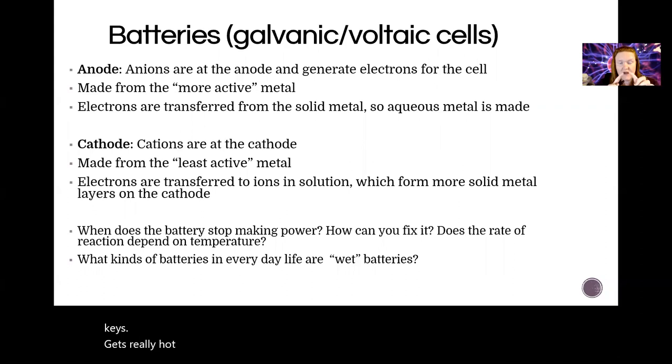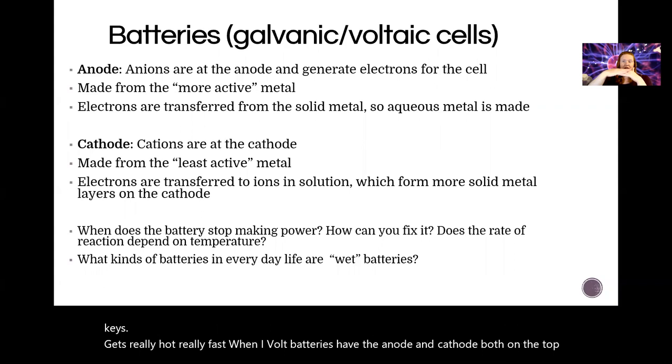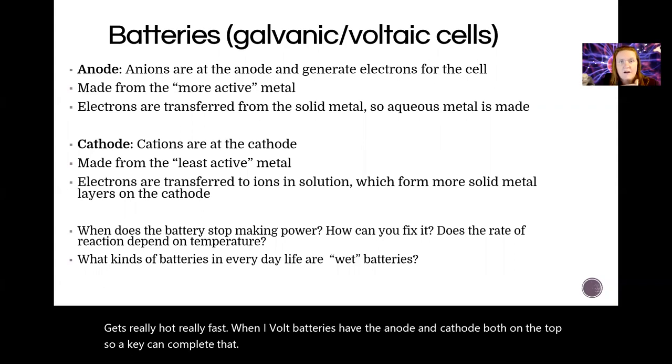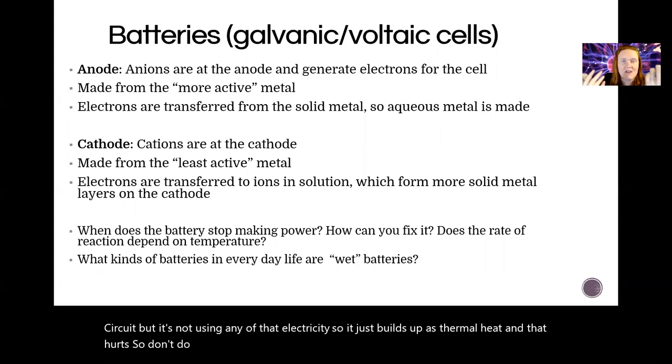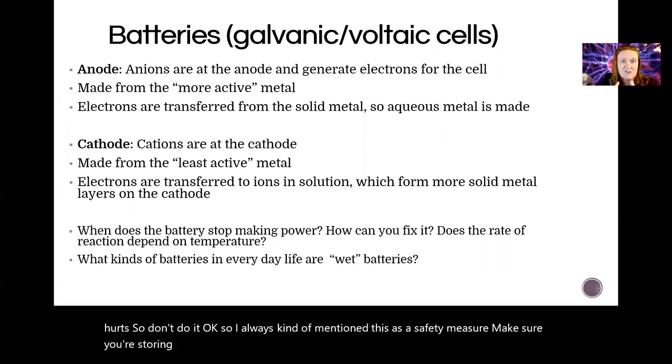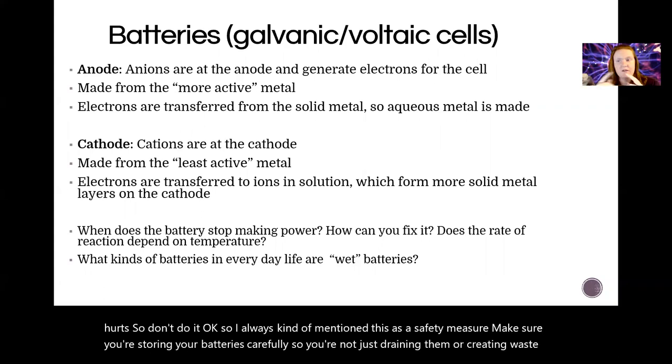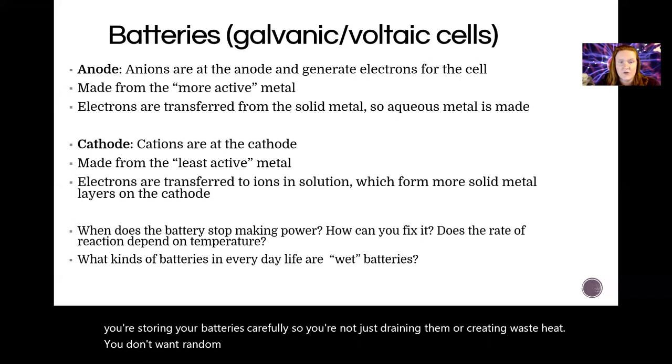So 9-volt batteries have the anode and cathode both on the top. So a key can complete that circuit. But it's not using any of that electricity. So it just builds up as thermal heat. And that hurts, so don't do it, okay? So I always kind of mention this as a safety measure. Make sure you're storing your batteries carefully so you're not just draining them or creating waste heat. You don't want random stuff to complete that circuit.